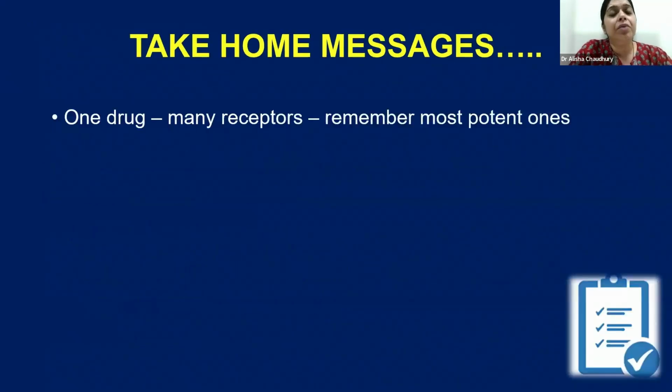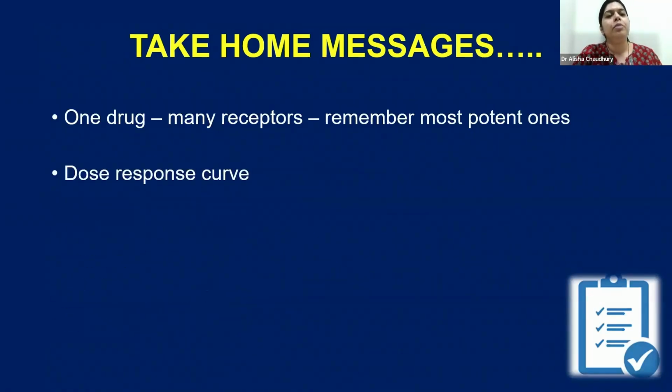So I will end the talk with some important take-home messages. One drug, as you saw, has many receptors, but you need to know the most important ones. It's impossible for us to remember everything. Dose response curve, especially with dobutamine and dopamine: if you don't know what action you want out of the drug, you are not going to give correct doses. So you need to know whether you want the inotrope effect or the Norad effect. So the dose response curve is very important.